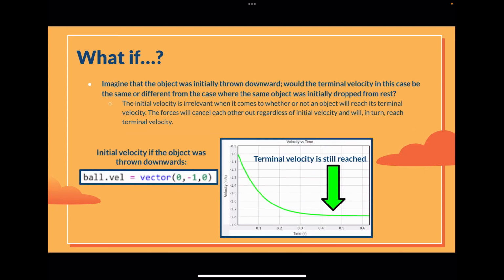And what if? Imagine the object was initially thrown downward. Would the terminal velocity be the same? Yes, it would. I created a model with an initial velocity being thrown downwards, and terminal velocity is still reached because the initial velocity is irrelevant when talking about terminal velocity.